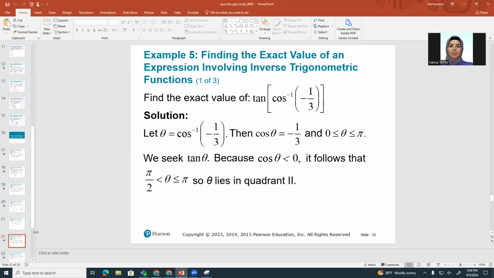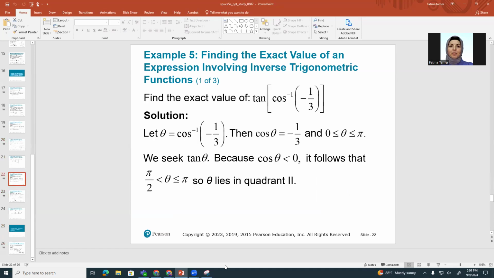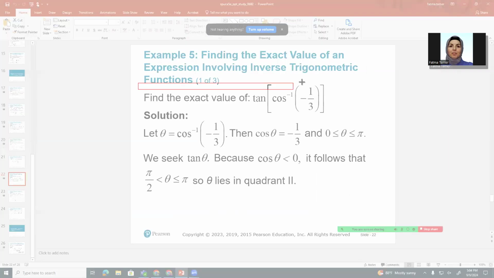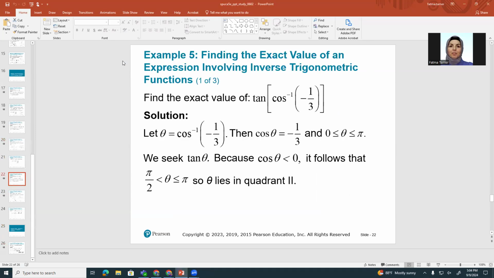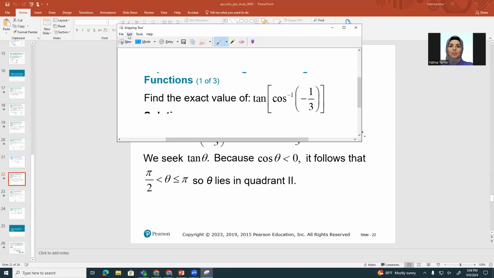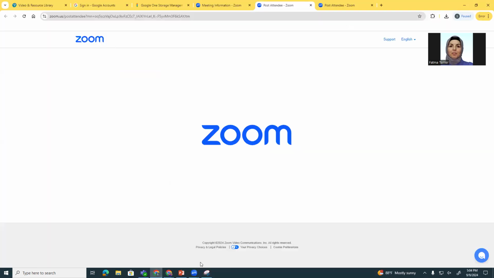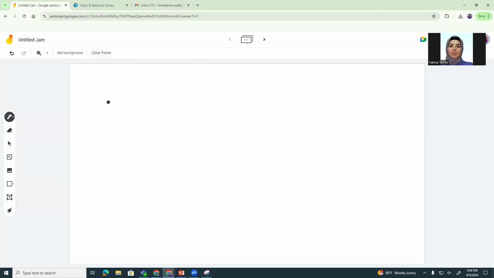Now, I think we can do this question if it doesn't require a calculator, and it doesn't. So I'm just going to cut this question now, which is a combination of inverse cosine and tangent. I will go to the board and then put the question.